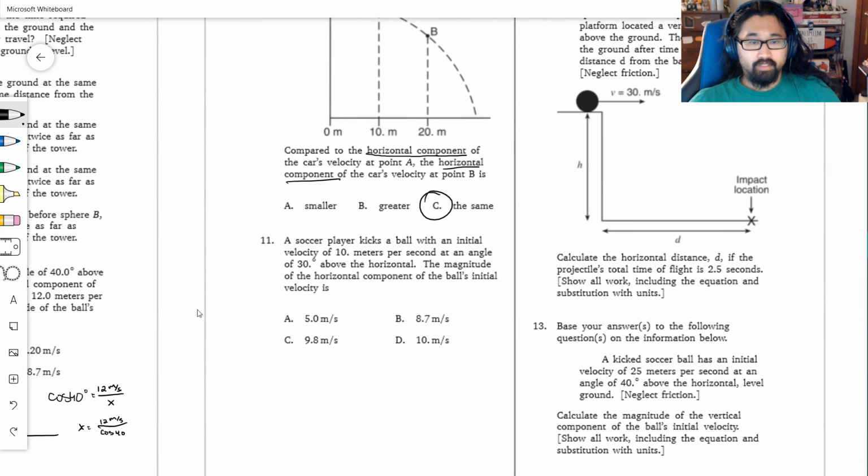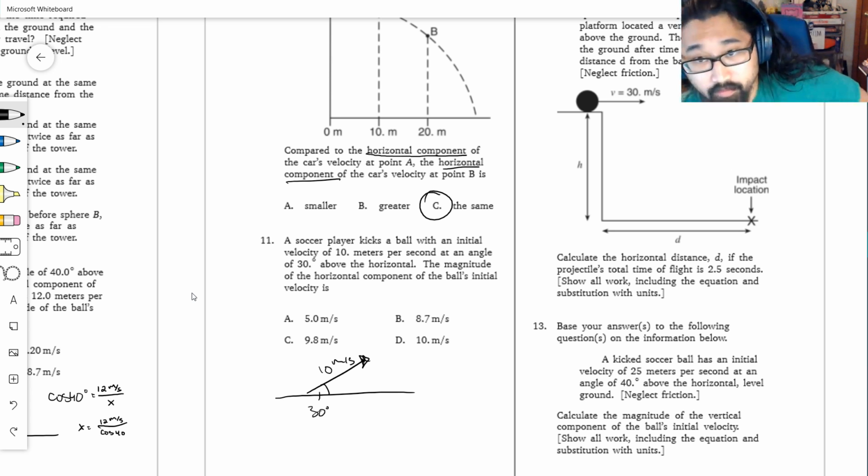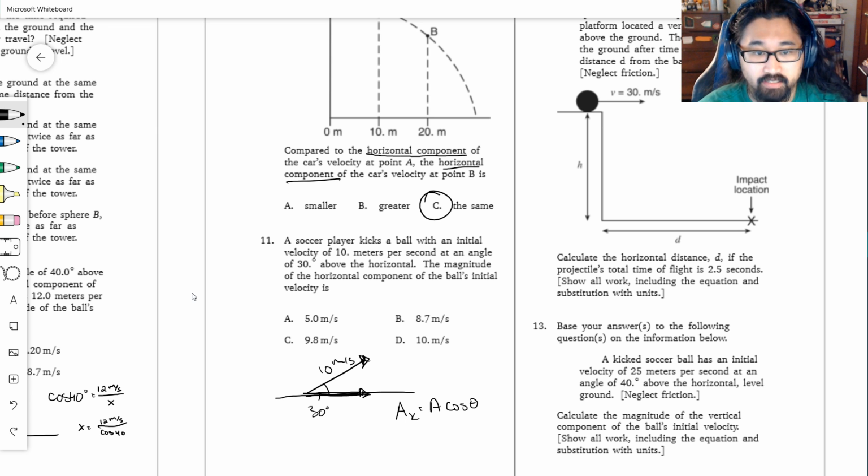Soccer player kicks the ball with an initial velocity of 10 meters per second at some angle, 30 degrees. So we have the ground, we have a 30-degree angle, and we have 10 meters per second. They're asking, what is this side? Now your reference tables has something that looks like ax equals a cosine theta. So if I make the a's the velocity, then I just plug in numbers. 10 times the cosine of 30 should be 8.7, I think 8.6 repeating, so rounding.